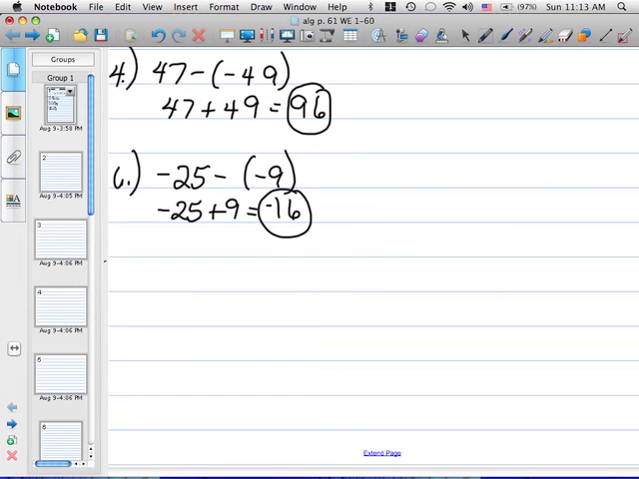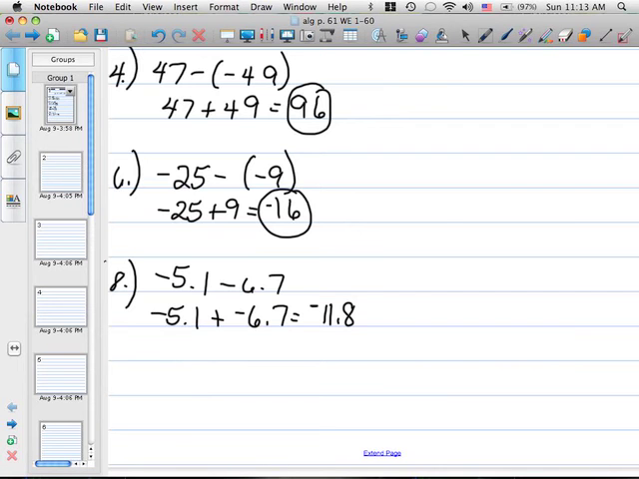Problem number 6. Copy it down. It's negative 25 minus a negative 9. Change it to an addition problem, negative 25 plus 9. The signs are different, so I take 9 from 25 and get 16. And there's more negative, so the answer is negative 16.